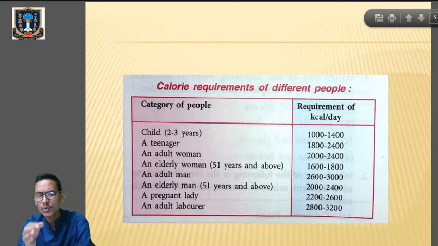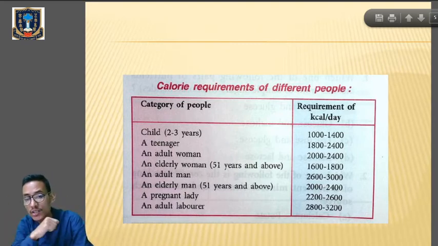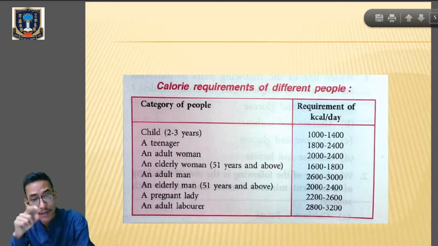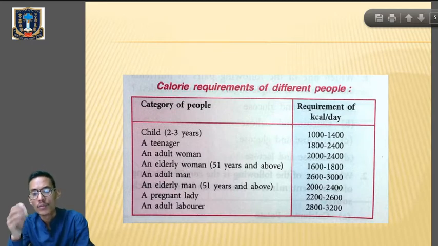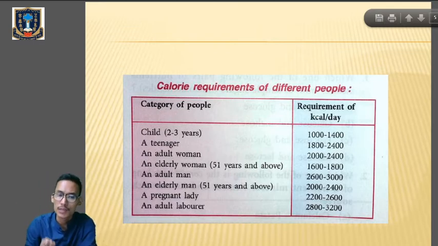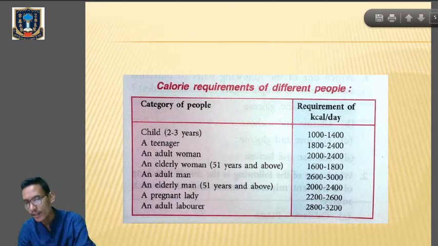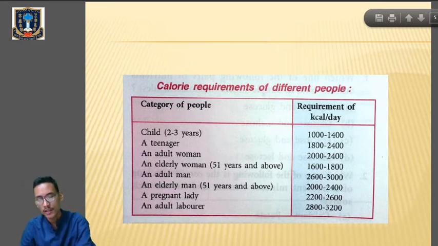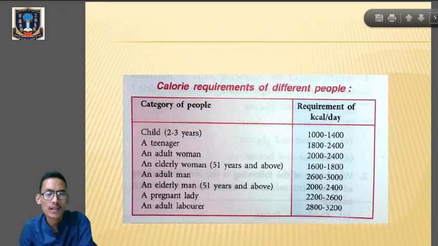Adult men need 2600 to 3000 kilocalories per day. Elderly men, 51 years and above, require 2000 to 2400. A pregnant lady requires 2200 to 2600, and an adult laborer requires 2800 to 3200 kilocalories per day. So these are the calorie requirements of different people, and this requirement has to be fulfilled mainly from the food that contains the essential components or nutrients.